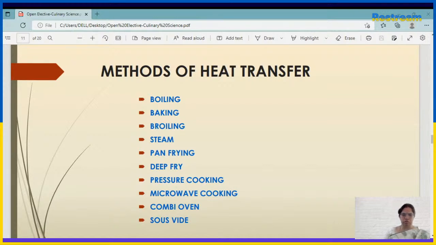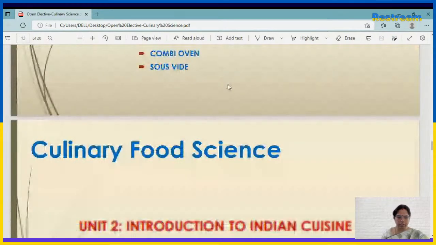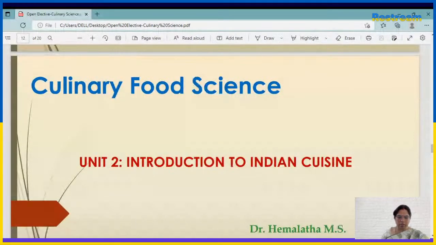Microwave cooking is one more new thing which has come. You just have to keep it for a few seconds and it is done. Combi oven, which has both convection and steam, a combination of dry and wet heat. Then sous vide, cooking food in a vacuum. Very rarely are Indian foodstuffs used in this. So that is one way of doing it. So this is about the first chapter, the introduction to modern cookery.